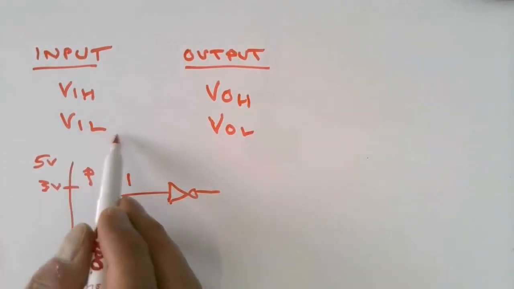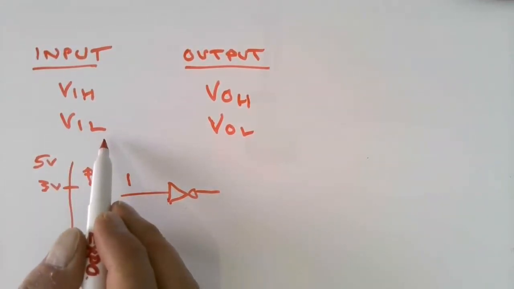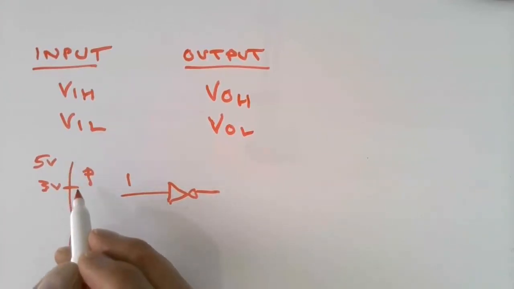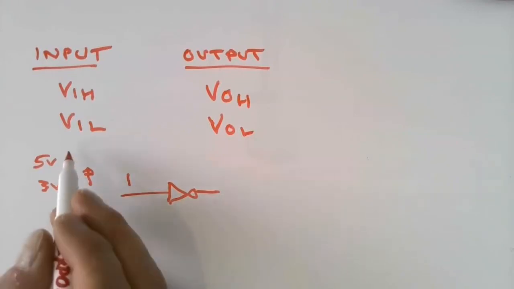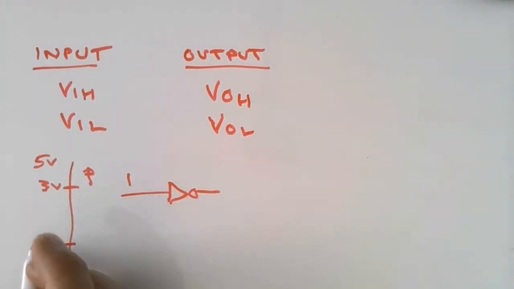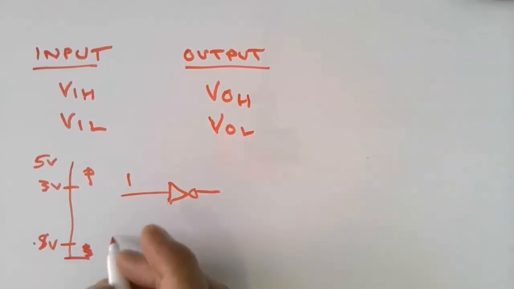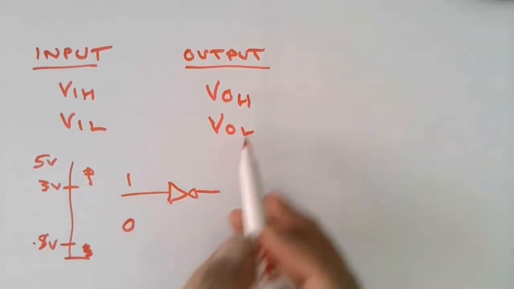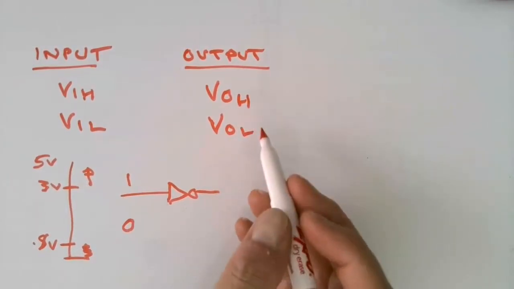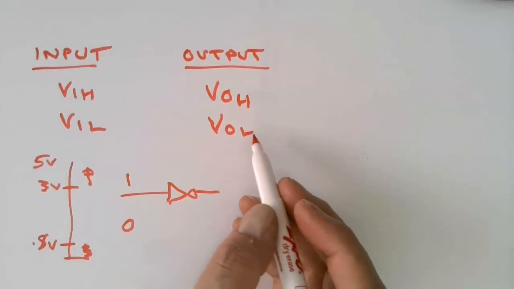The other term that's used is VIL, and that's usually a maximum. So VIH minimum, it's got to be at least 3 volts to trigger it. VIL has a maximum value, which might be, for example, 0.8 volts. Anywhere within that range of 0 to 0.8 volts would be valid as a 0 input. The output, VOH, would be considered a minimum, and VOL would be considered a maximum.